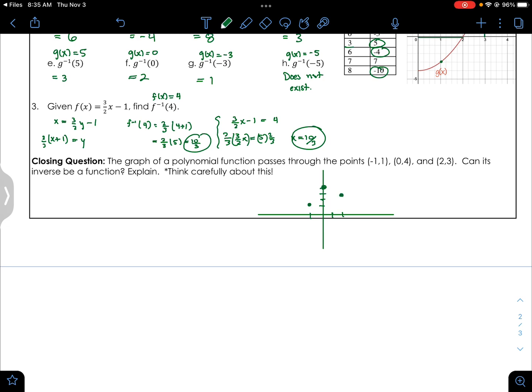And if this is a polynomial function, we know that it would be continuous. So it goes something like this. We don't know what it does after that. It could go like that, it could go up like that. But what we do know is that because the polynomial had to go through y equals 3 in order to get from y equals 1 to y equals 4, there are two x values that map to 3. Therefore, this function is not 1-to-1. So the inverse is not a function.